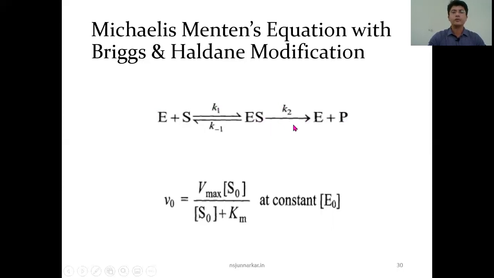So here, according to Michaelis-Menten's equation, the initial velocity of the enzyme V0 is equal to Vmax into S0 upon S0 plus Km, where V0 is the initial velocity, Vmax is the maximal velocity, S0 is the initial substrate concentration, and Km is the Michaelis-Menten's constant. This formula holds at constant E0, that is the initial concentration of enzyme.